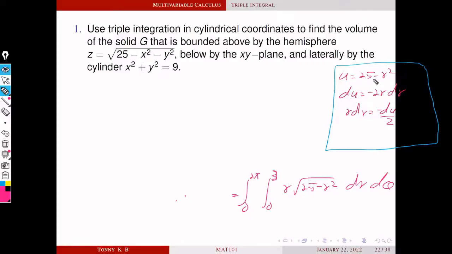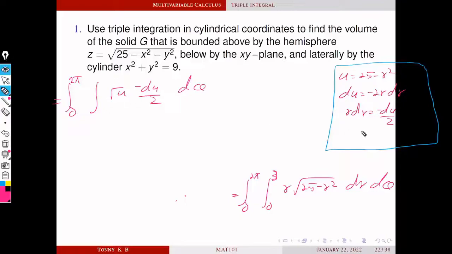Okay, for integrating this with respect to r, we make a substitution. That is u is equal to 25 minus r square. So du is equal to minus 2r dr. For r dr is equal to minus du by 2. So the integral becomes 0 to 2 pi integral, and square root of 25 minus r square becomes square root of u, and r dr becomes minus du by 2, d theta.